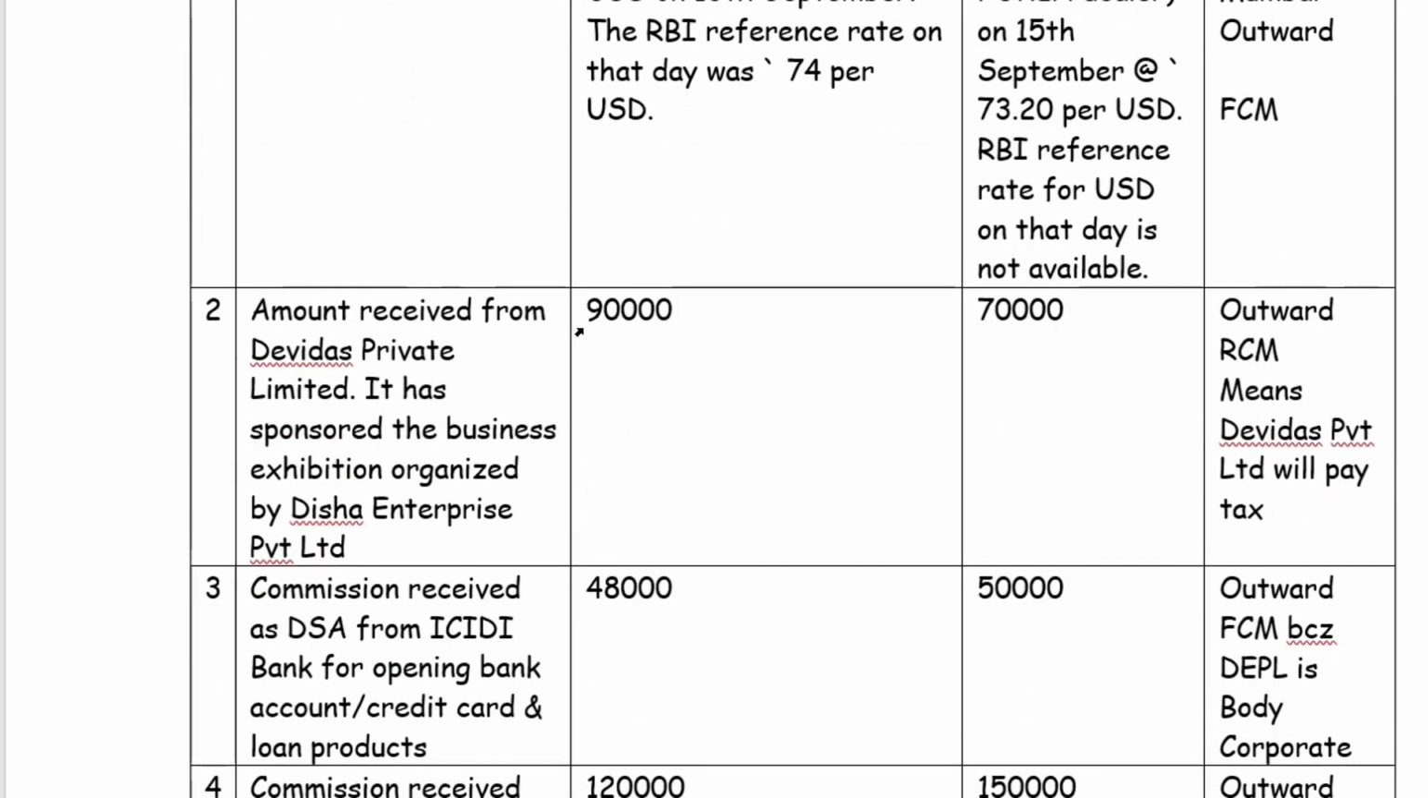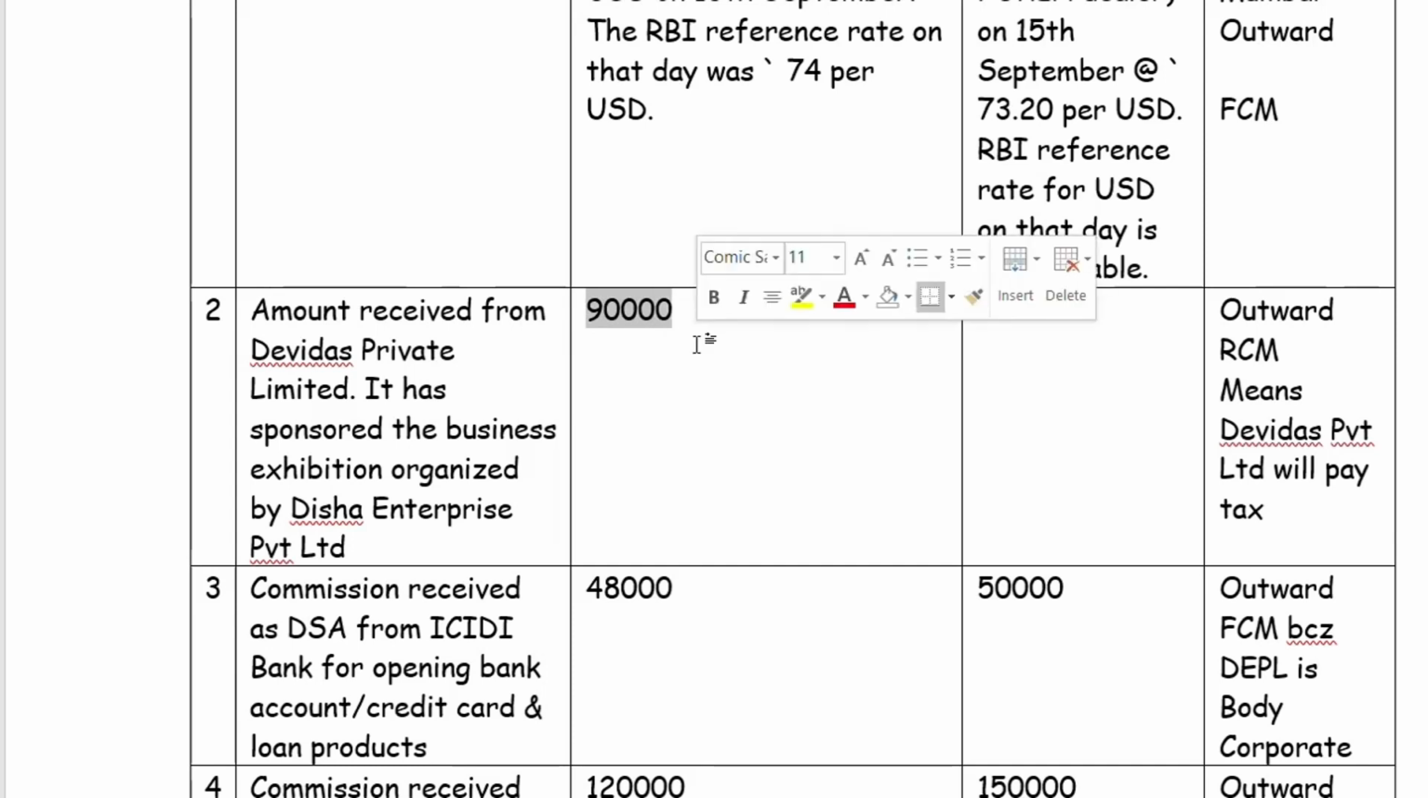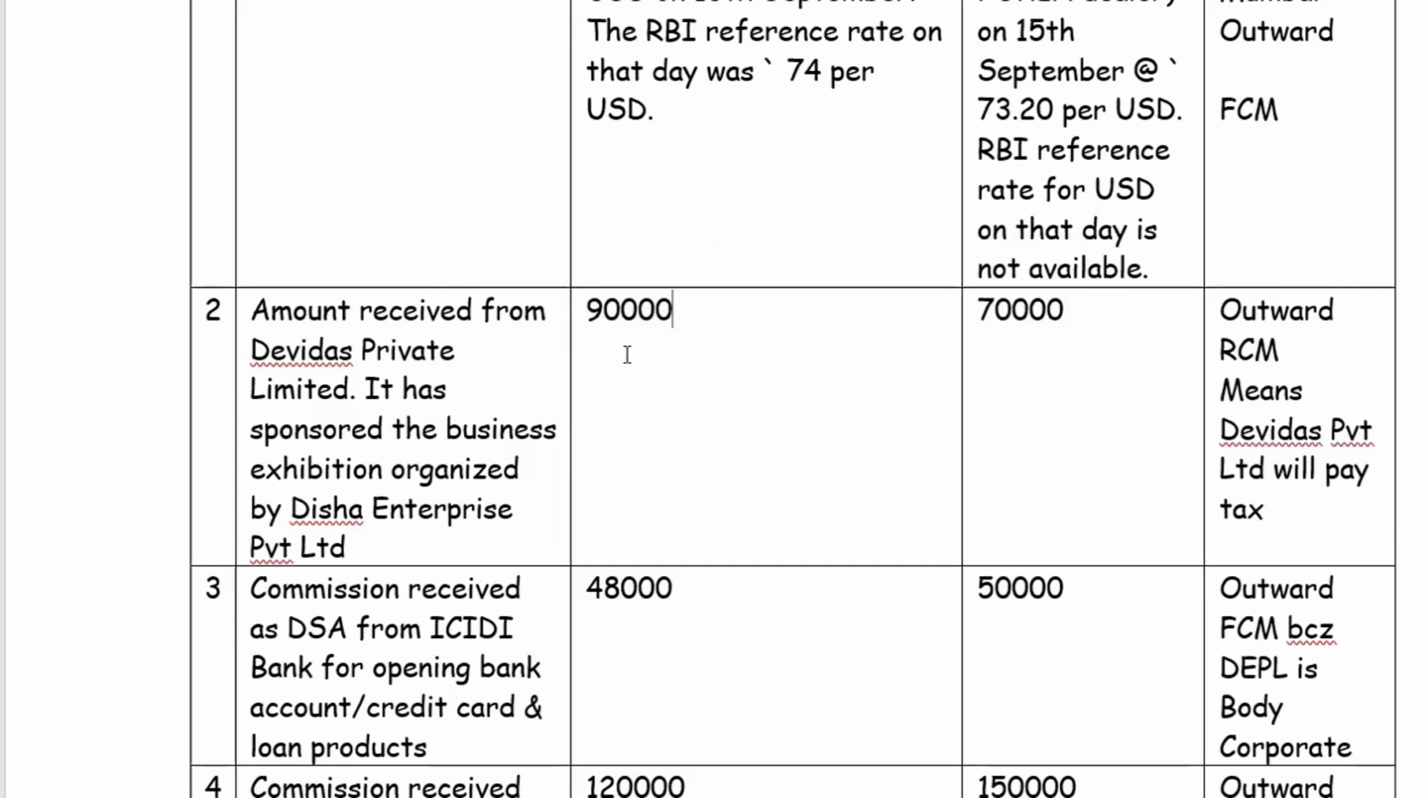Now next, amount received from Devidas Private Limited as a sponsorship fees, right? Here it is outward supply, yes. Here RCM is applicable, so Devidas will pay the tax, not Disha Enterprise. So this also we are not going to consider. Okay.